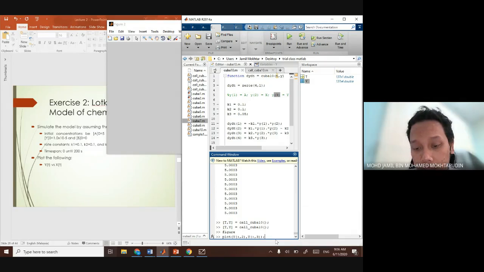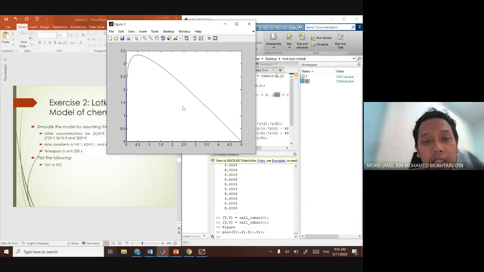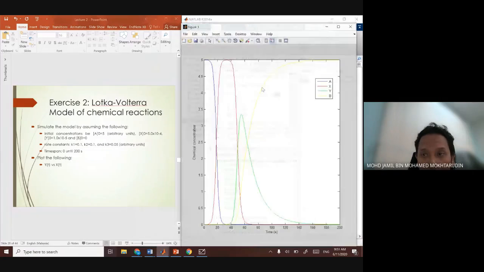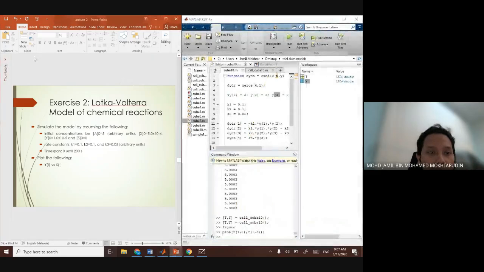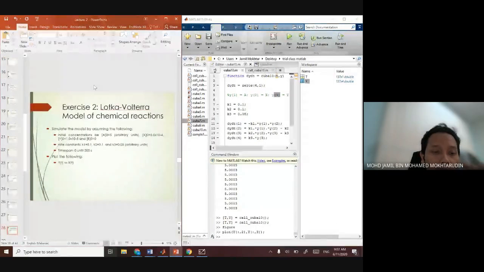So try plot apa jadi? Dapat macam ni, tak tahu apa kegunaan dia. And then you can put label. Okay, ni example je lah. Okay, so any question before we proceed?